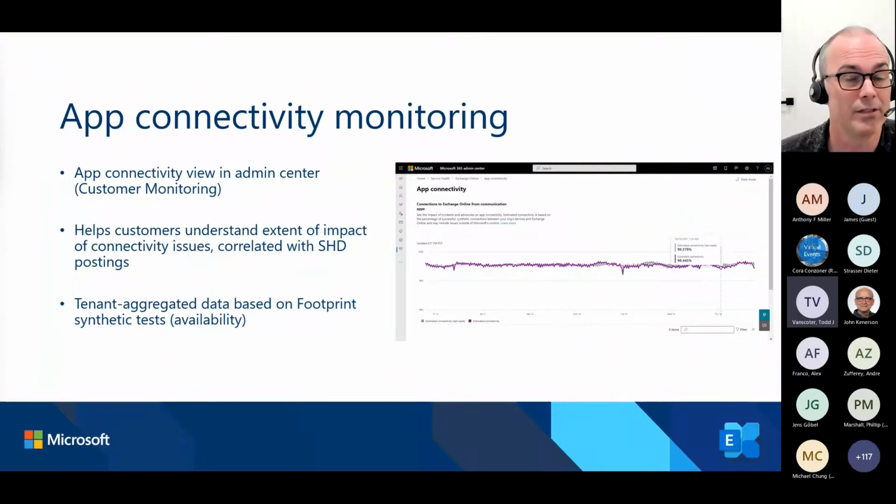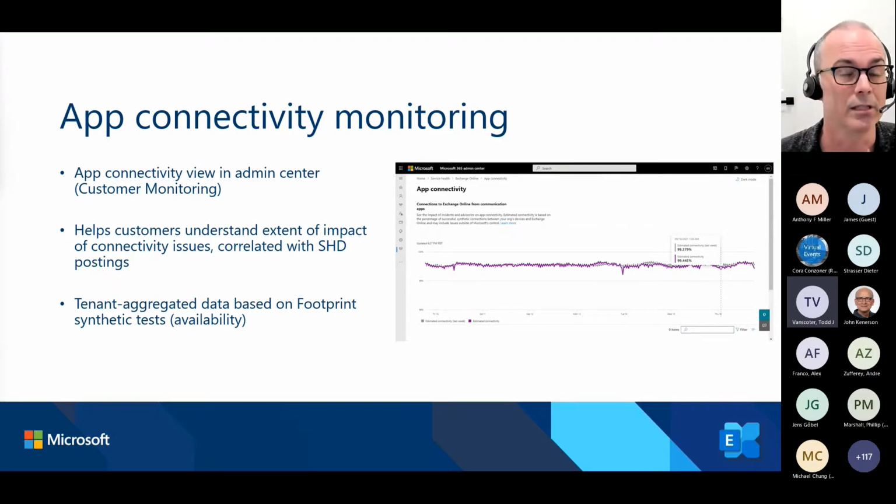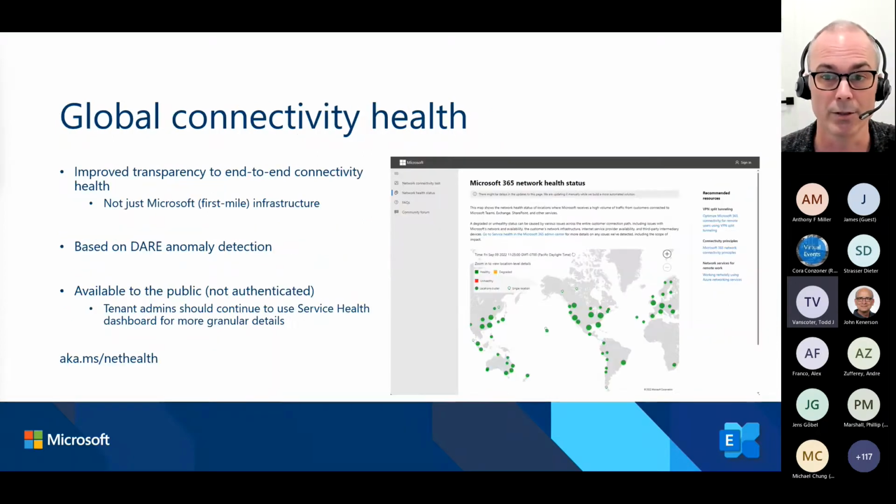We also have something called app connectivity monitoring, and this exists as part of the customer monitoring effort that we have in the admin center. This is also using Footprint, where we're able to help you understand the impact of service incidents that occur in our cloud on your end user connectivity. So this is really about availability. And what we do here is overlay SHD postings with some visibility into those availability signals that Footprint is providing specific to your end users. So another great use of that Footprint data for you.